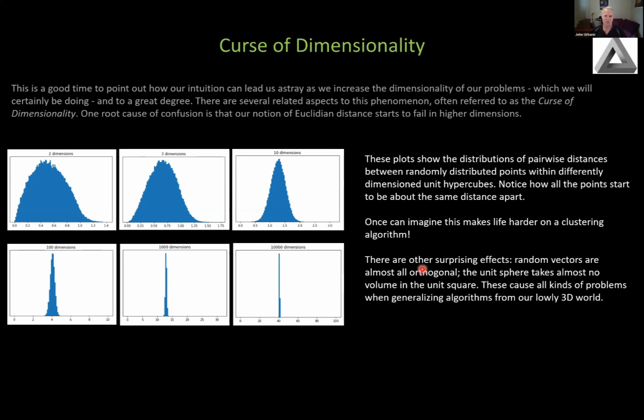That means direction finding in higher dimensional spaces gets tricky. Lots of other similar things. Again, you can do all these with high school geometry, just taking it to higher dimensions. The unit sphere takes almost no volume in the unit square. It makes sampling very hard. So all of these effects in higher dimensions make working in higher dimensions error prone and very difficult. So it's nice that we can reduce the dimensionality of our data to get away from this as well.